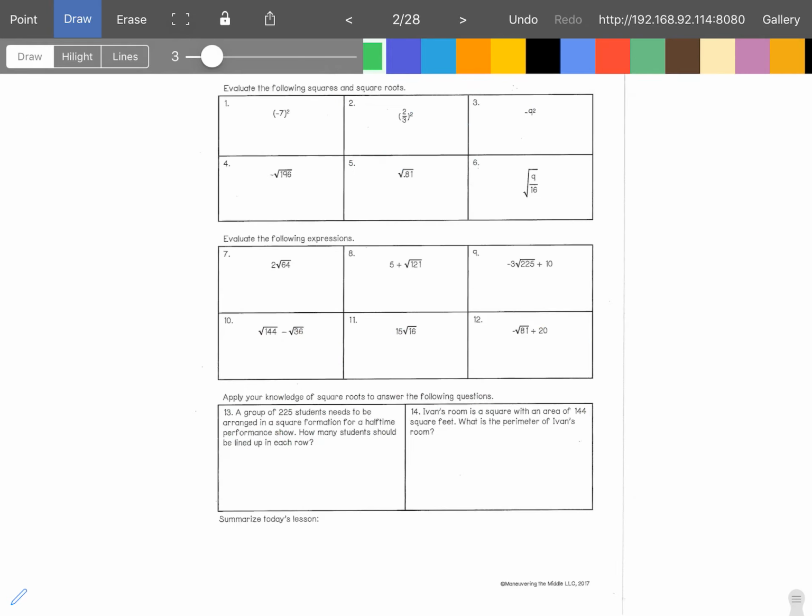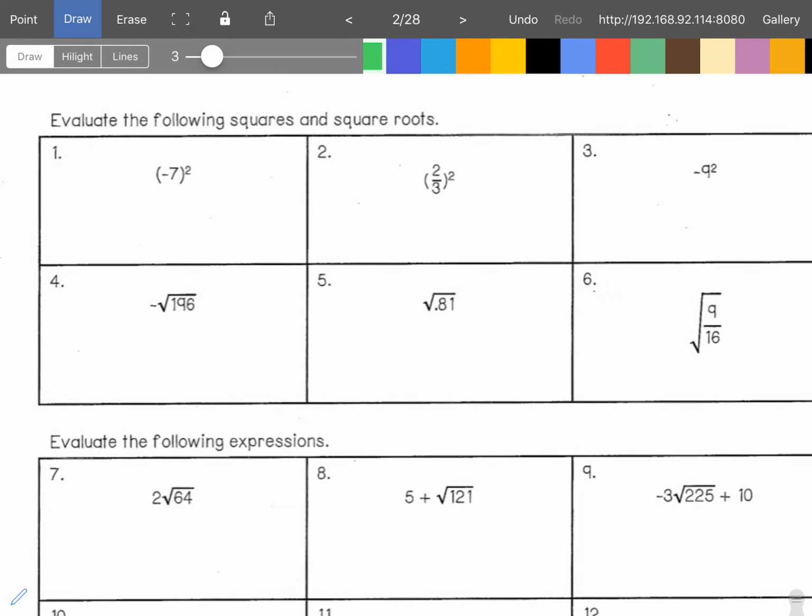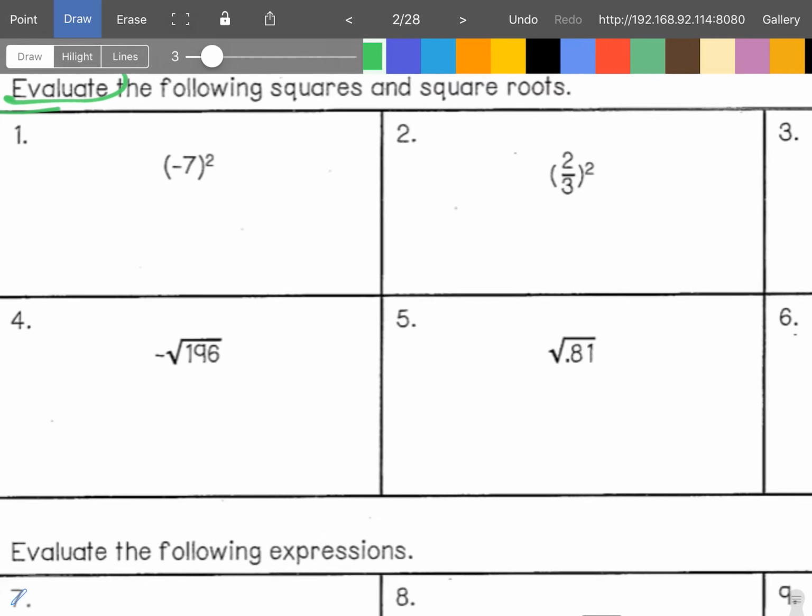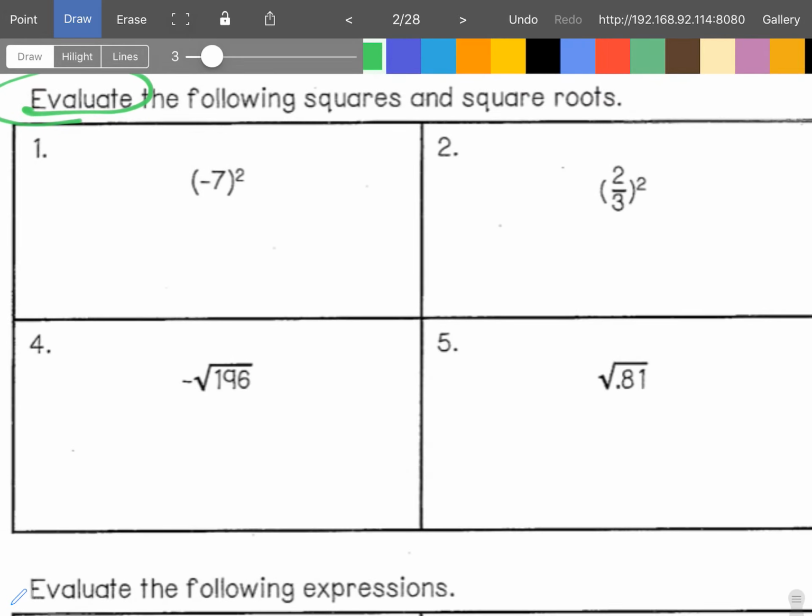All right, let's go on to the next page. So this says to evaluate the following squares and square roots. That means we need to calculate what the answer would be. All right, so this first one is just like what we were doing on the front page. So negative 7 squared is going to be negative 7 times negative 7, which would be, remember, a negative times a negative is a positive, so you're going to get 49.